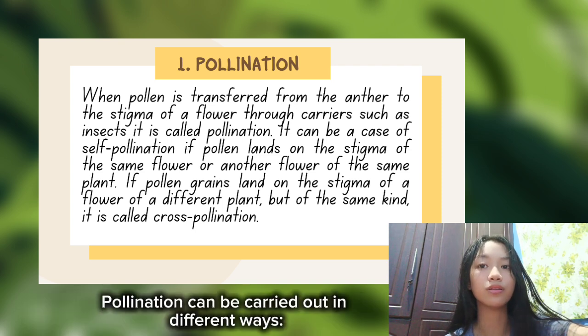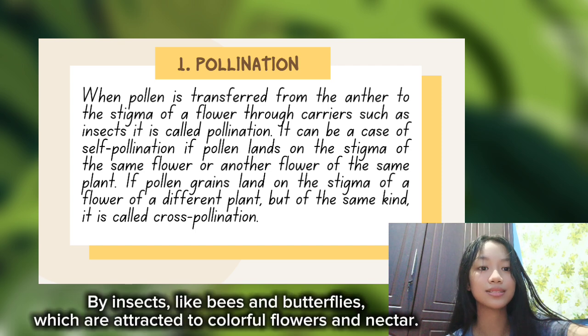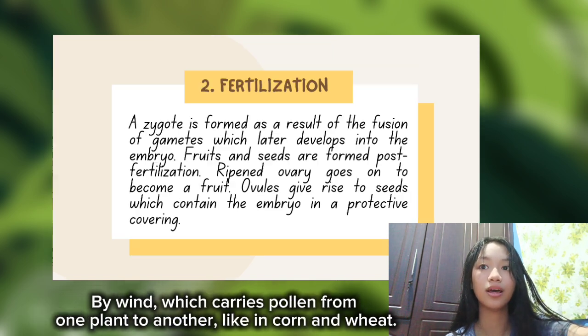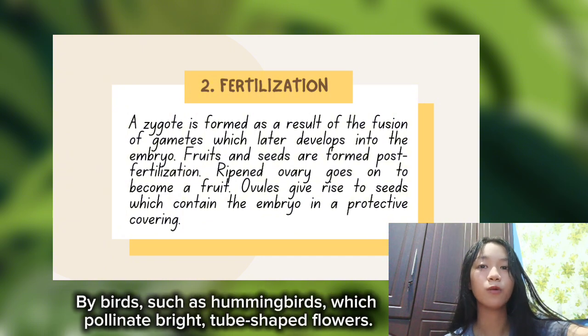Pollination can be carried out in different ways. By insects like bees and butterflies, which are attracted to colorful flowers and nectar. By wind, which carries pollen from one plant to another, like in corn and wheat. By birds, such as hummingbirds, which pollinate bright, tube-shaped flowers.